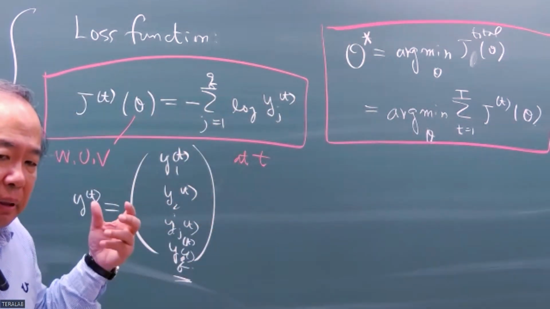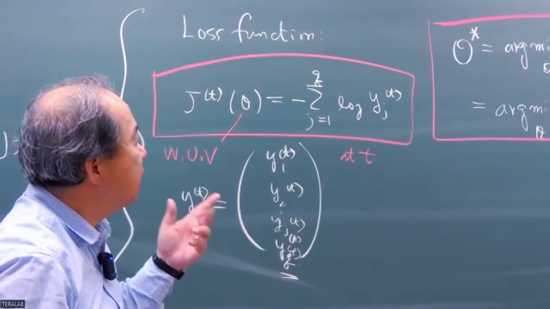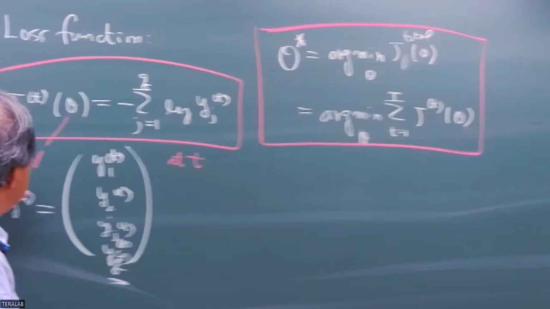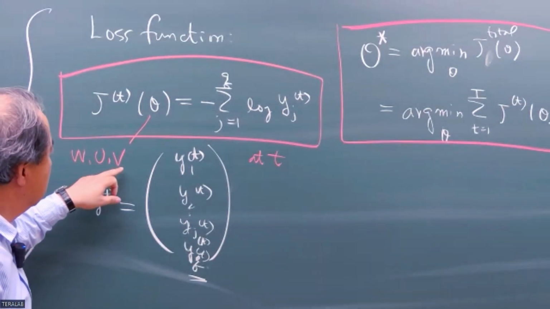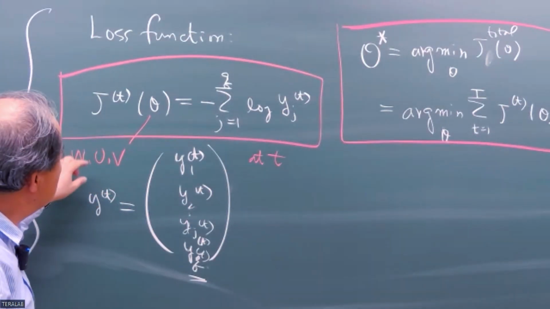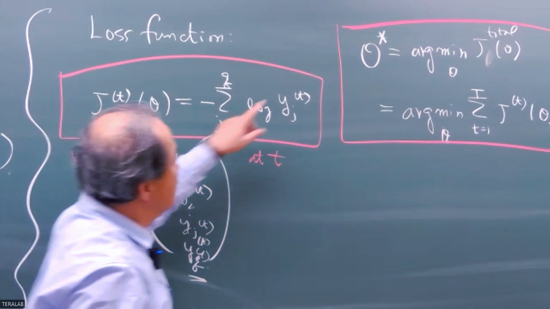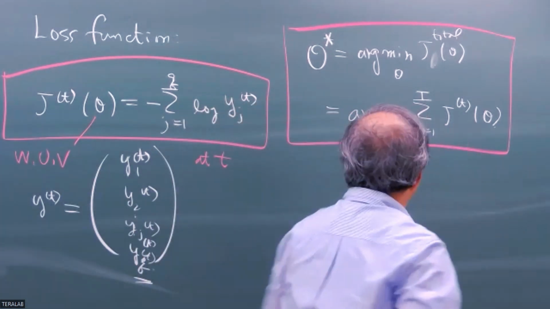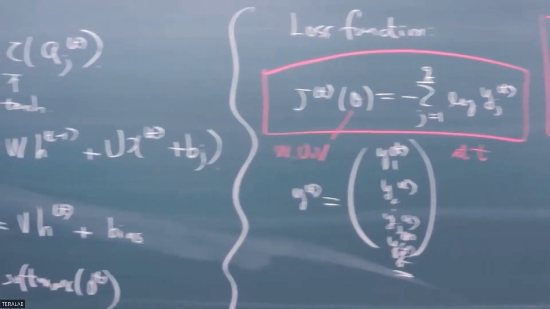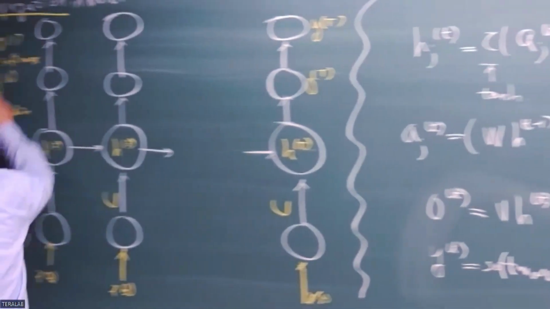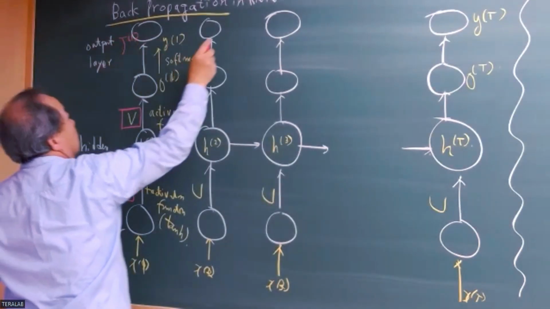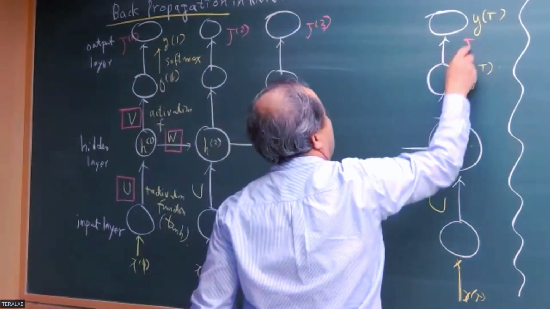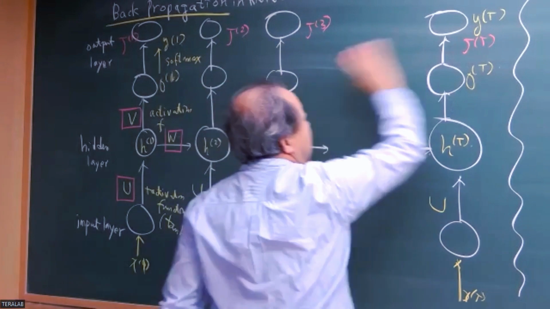Training of RNN means we have to find optimal theta. Theta means the parameters hidden inside the W, V, U matrices. We have to find the optimal matrices by minimizing the summation of this loss. At each time step we have a loss: here we have J1, here J2, here J3, and finally JT. We have to add all together.